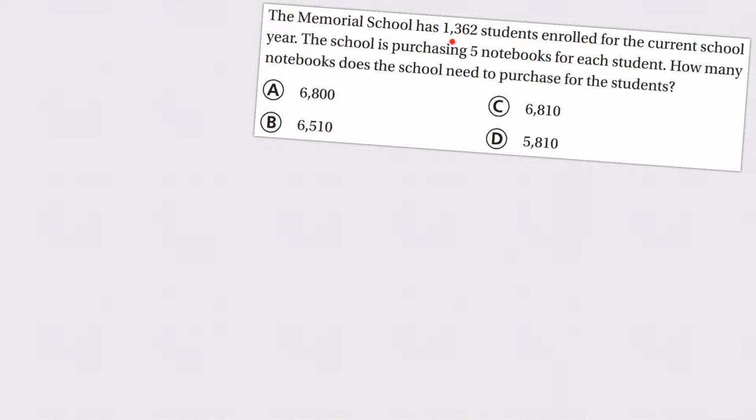The Memorial School has 1,362 students enrolled for the current school year. The school is purchasing 5 notebooks for each student. How many notebooks does the school need to purchase for the students?